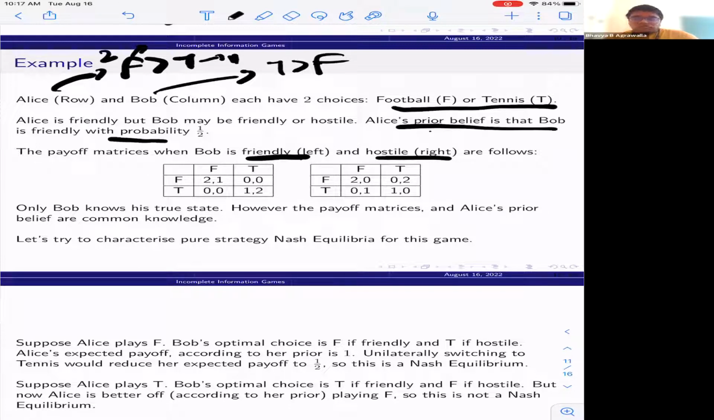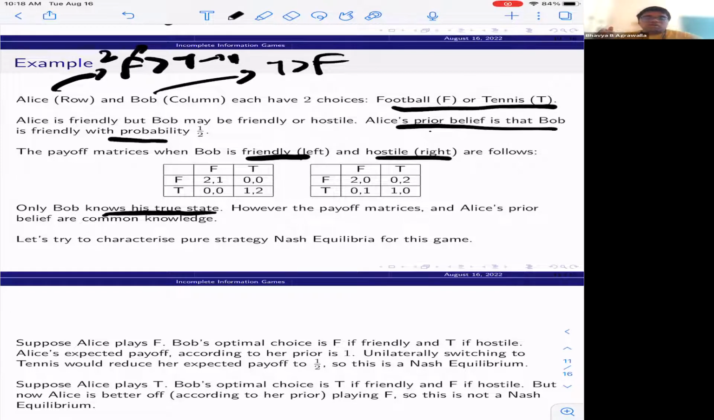And if they play different games, and the hostile player plays his favorite game, then the payoff is 2. And if they play different games and the hostile player plays his least favorite game, then the payoff is 1. Right? And the thing is, only Bob knows his true state, and Alice just has this prior belief on Bob's state, that he is friendly with probability half and not friendly with probability half.